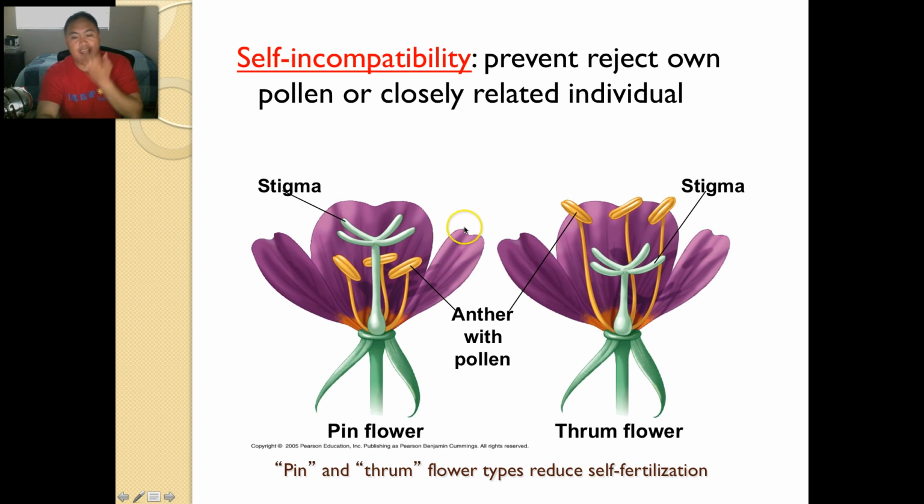So one way in which they reduce it, you could see this pin flower where the stigma is up here and the anther is down here, and in reverse, the anther is up here and the stigma is down here. A pin and a thrum. Because they're like this, because they're at different levels, there's no way that they could fertilize themselves.